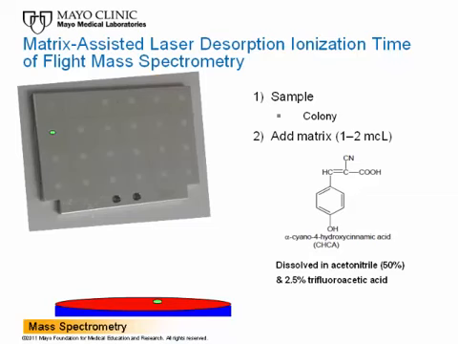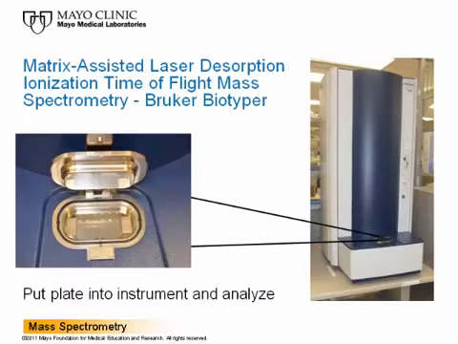Then, 1 to 2 microliters of a matrix consisting, for example, of alpha-cyano-4-hydroxycinnamic acid dissolved in acetonitrile and trifluoroacetic acid is added and dried on the plate. The target plate is placed into the plate chamber of a mass spectrometer, the plate chamber closed, and analysis performed. A 24-spot target plate can be prepared and analyzed in under an hour. This includes spotting the colonies, adding matrix, and analyzing the spectra, equating to approximately 2 to 3 minutes per sample.